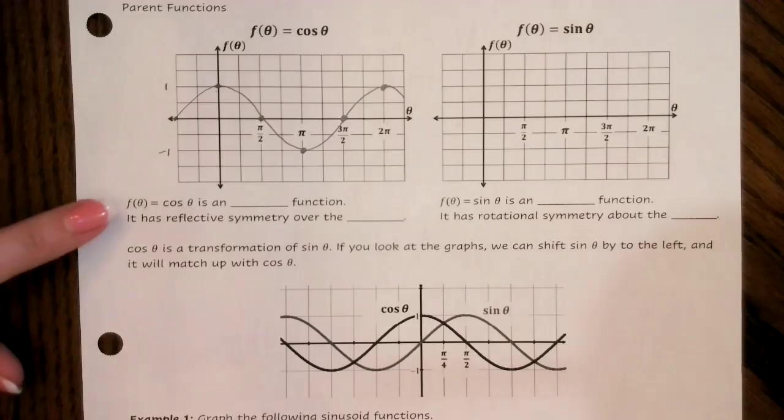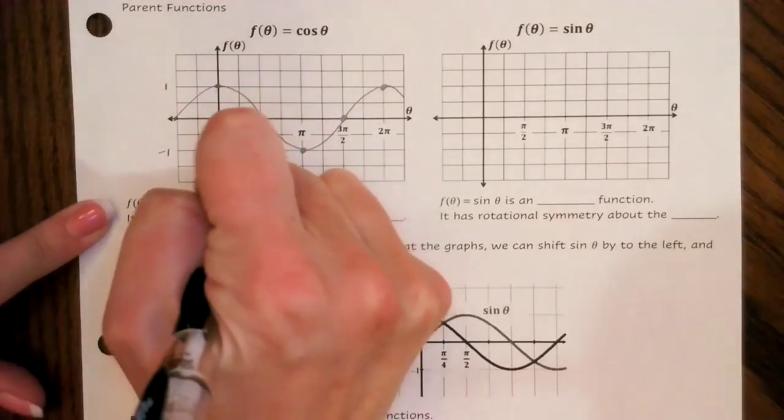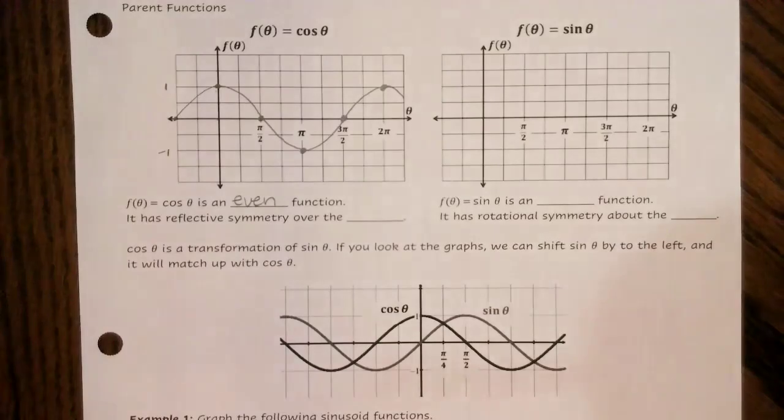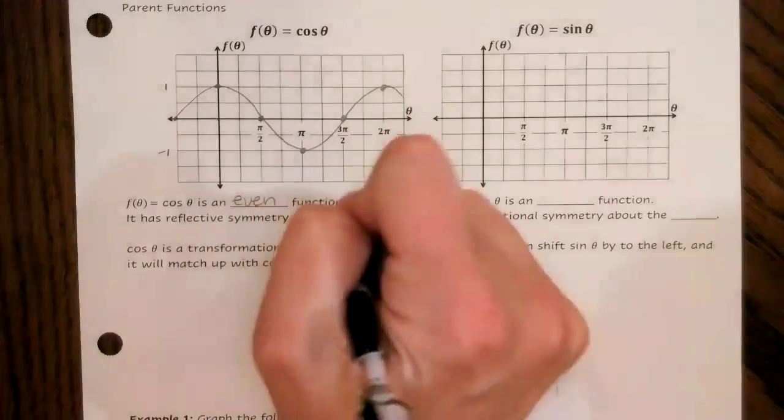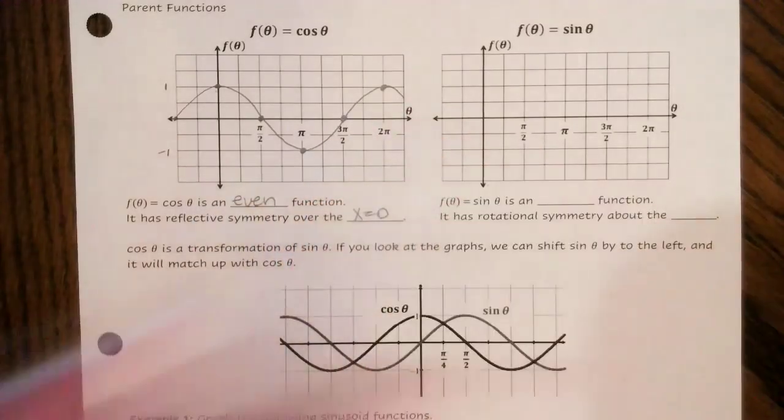All right, we say that f of theta equals cosine of theta is an even function. In unit 1, we talked about even and odd functions. We said even, it has a reflective symmetry over the y-axis, which is the line x equals 0.